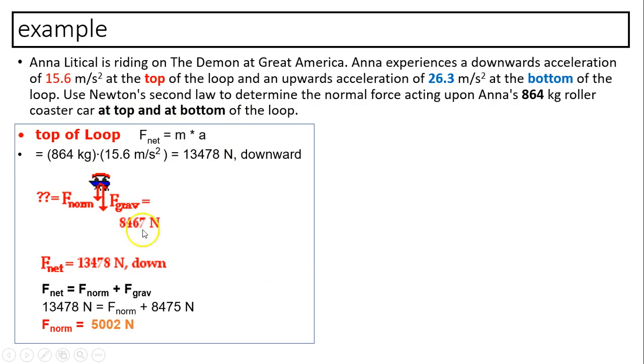So here is the top of the loop. Here's a free body diagram. At the top of the loop, net force equals ma. The net force is pointing downward because that's the direction of the center of the circle. Net force at the top of the loop equals normal force plus gravity because they are both pointing in the same direction. So from there, we can find the normal force is 5,002 newtons.